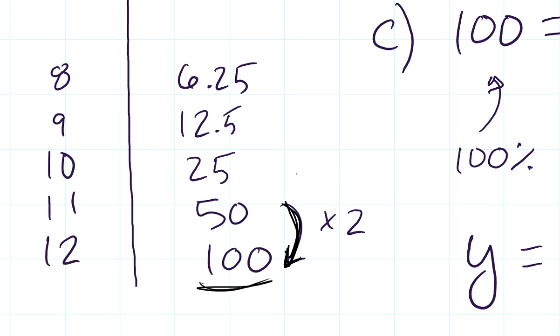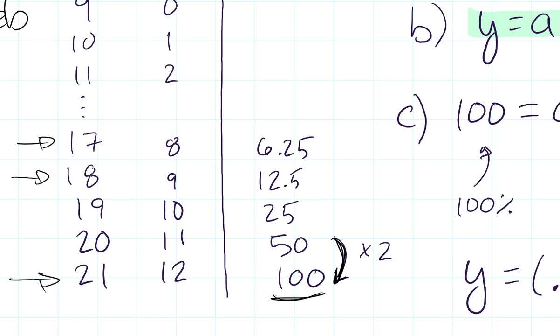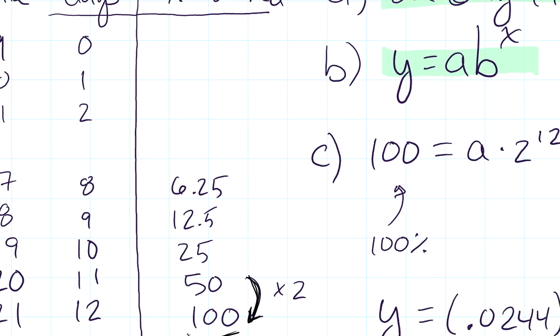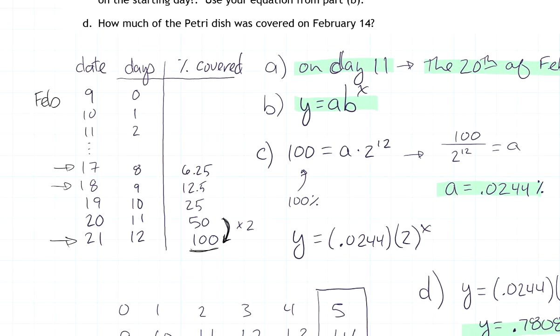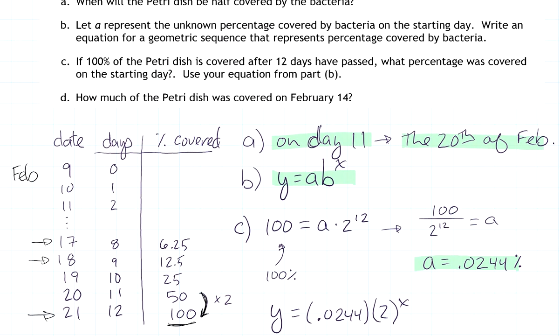Oh, that's crazy. Look at that. If I go backwards one day and divide by 2, that's an easy question to answer, right? If it's got 100% coverage on the 21st, the 12th day, and it's doubling each day, that means on the 20th it's at 50%. So yeah, on day 11, it would be the 20th of February. That's when it would be 50% coverage. That's intuitive.